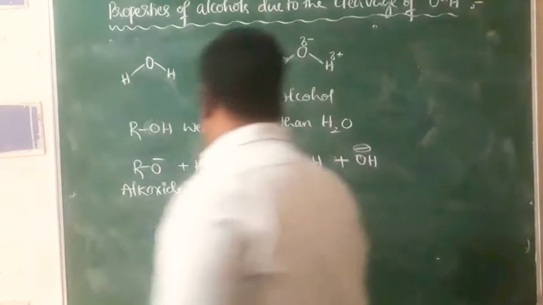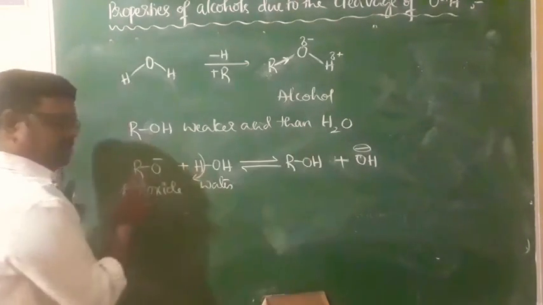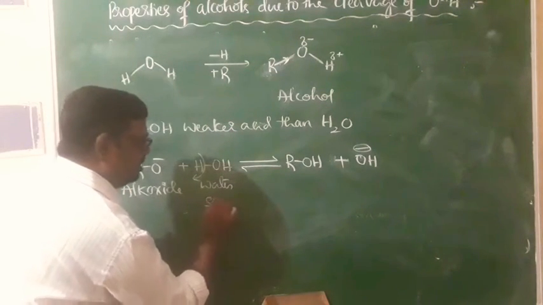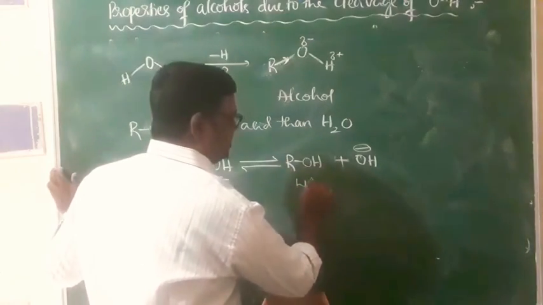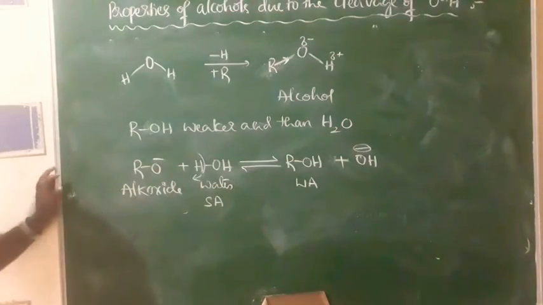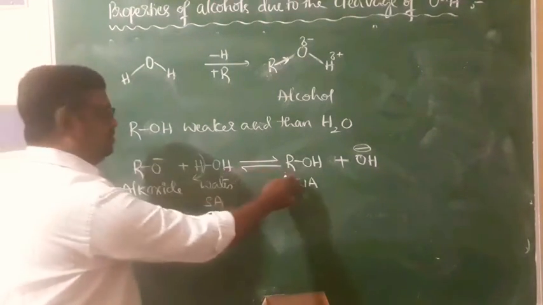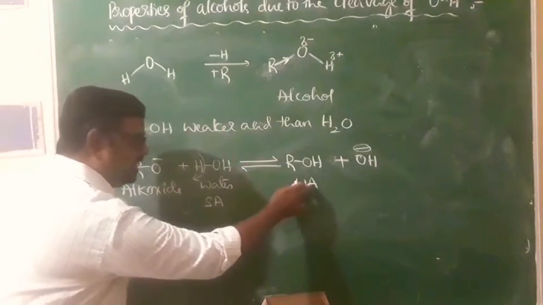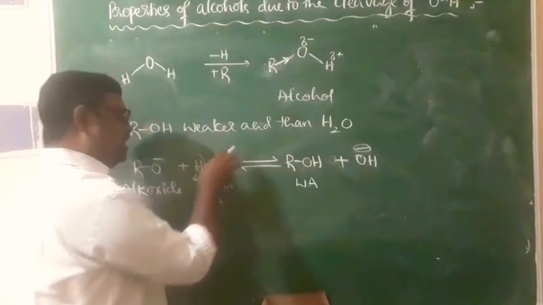So if water displaces alcohol from the alkoxide, then water, being a strong acid, displaces a weak acid from its compound. Alcohol is obtained from the alkoxide, which is its compound. Therefore, a strong acid displaces a weak acid from its compound. Therefore, alcohol is weaker than water.